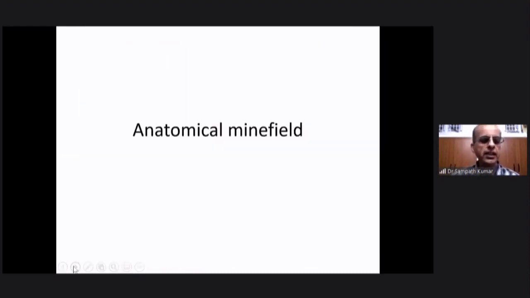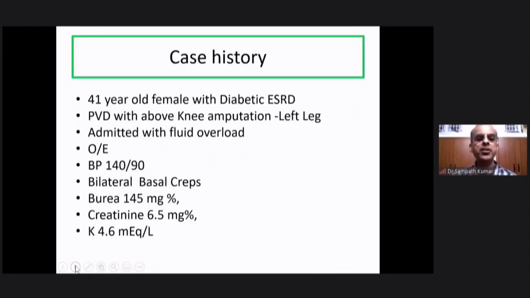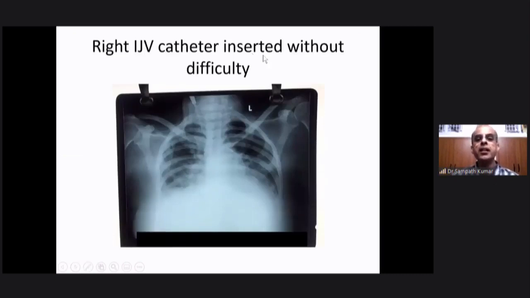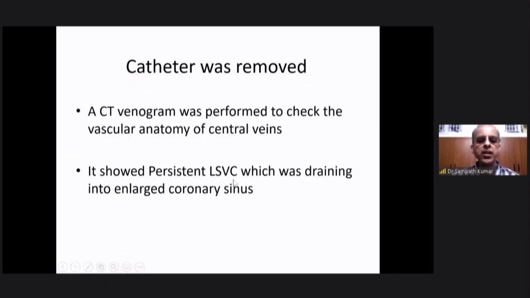This is another problem that I faced in a patient who has diabetic end-stage renal disease, who had peripheral vascular disease with above knee amputation. She was admitted with fluid overload, and she had to be dialyzed. The right IJV catheter was inserted without difficulty, but you can see that the IJV catheter has coursed not into the right atrium, but onto the left side. So we had an issue whether it was coursing into the posterior mediastinum, into the azygos vein. But to our consternation, a CT venogram was performed, and it showed that there was a persistent left superior vena cava.